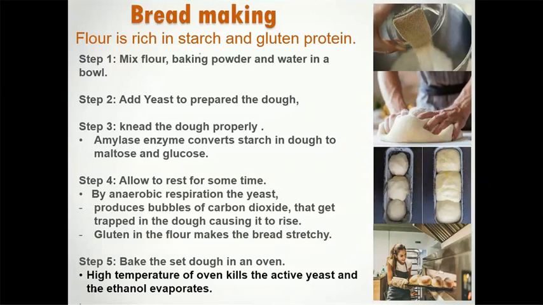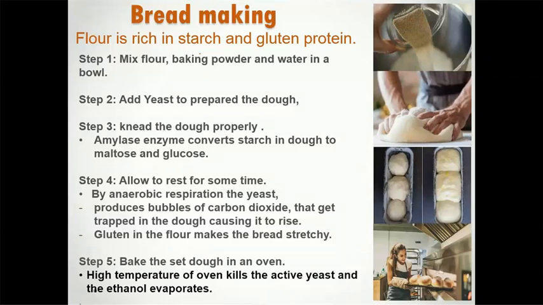Step 3, you knead the dough properly and you mix them together. In this process, the amylase in the dough will convert the starch in the dough to maltose and glucose. Now that is the starting point for the process. Step 4 is to allow the dough to rest for some time. During this process, by anaerobic respiration, the yeast that is added will produce bubbles of carbon dioxide that will get trapped in the dough, causing it to rise. So what makes the dough rise is the carbon dioxide that is produced during the anaerobic respiration process. The gluten in the flour will make the bread stretchy and fluffy.